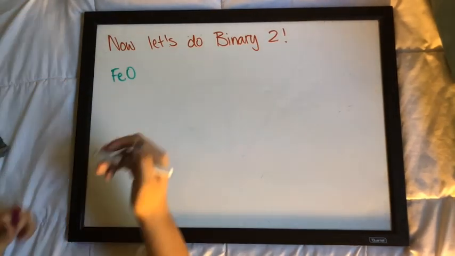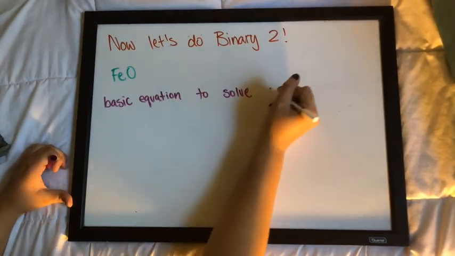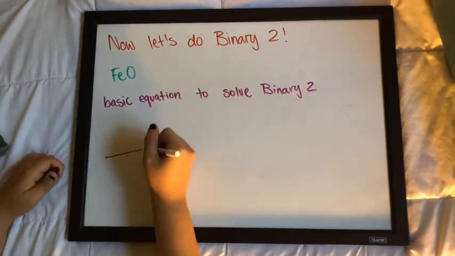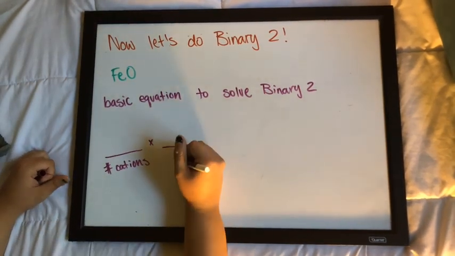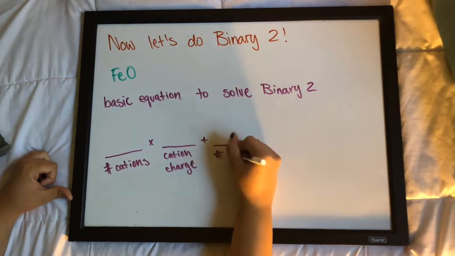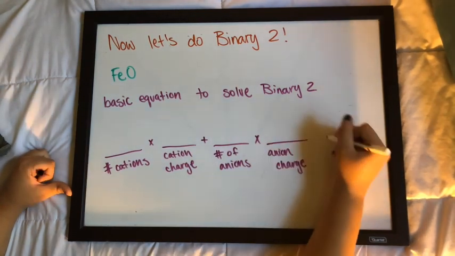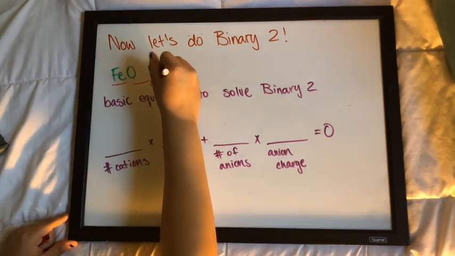Examples, yay! So we have iron and we have oxygen. So the basic equation to keep in mind for binary 2 is the number of cations times the charge on those cations plus the number of anions times the charge of those anions equals 0.